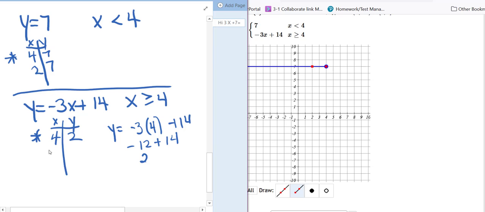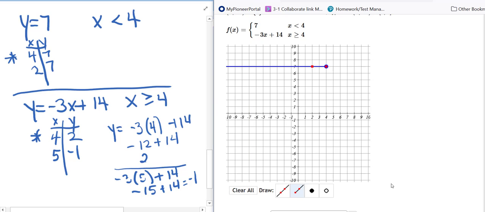Right? And we want something else that's bigger than 4, so let's try a 5. So we have -3 times 5 plus 14. So this is a -15 plus 14 gives us -1. Right, so this one is going to be a closed circle at 4, 2, and then we're going to plot 5, sorry, we got the point, we hit the ray tool, go back to the point, click it again, and now you're going to do 5, -1. Right, so there is our whole graph for this piecewise function.